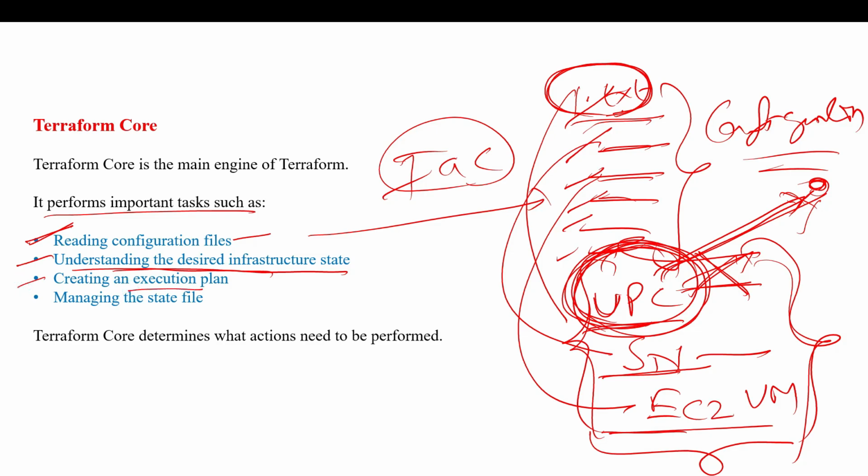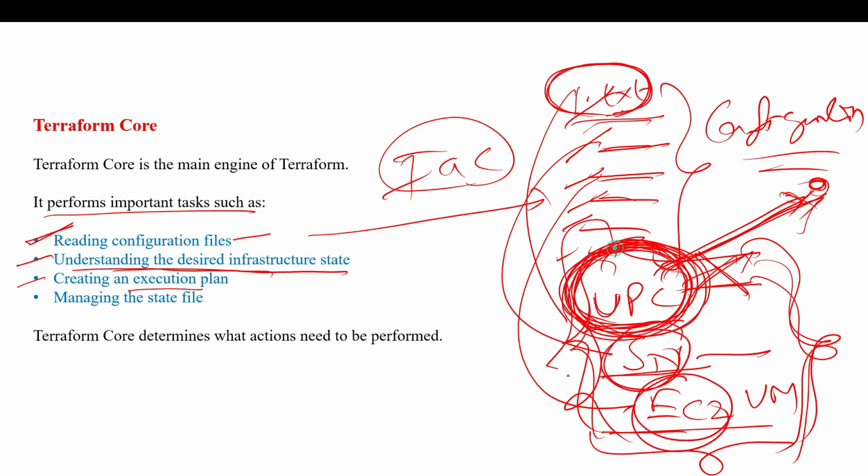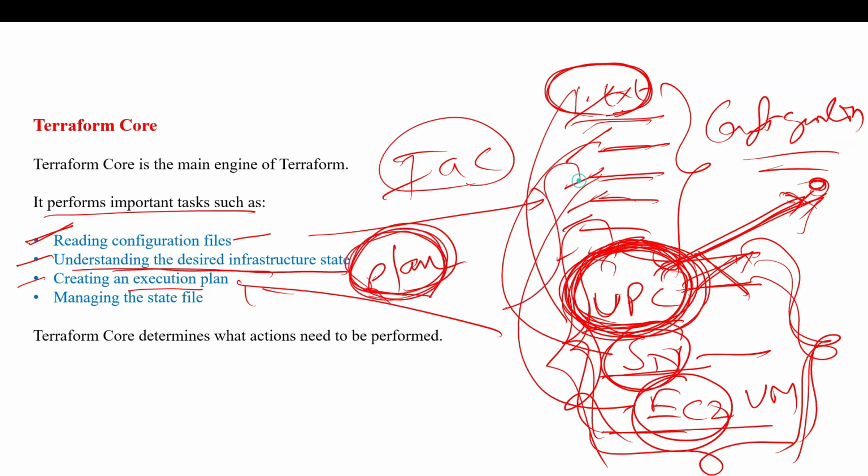Then it creates an execution plan. Once Terraform completely understands, out of all the resources, which resources are already there and which resources it needs to create, it creates a plan file. So this is a plan file. Again, we are going to discuss it in detail in the next session. This plan file will have all the information about execution. You can say this is a pre-execution file which will tell you what exactly it is going to do when you execute.